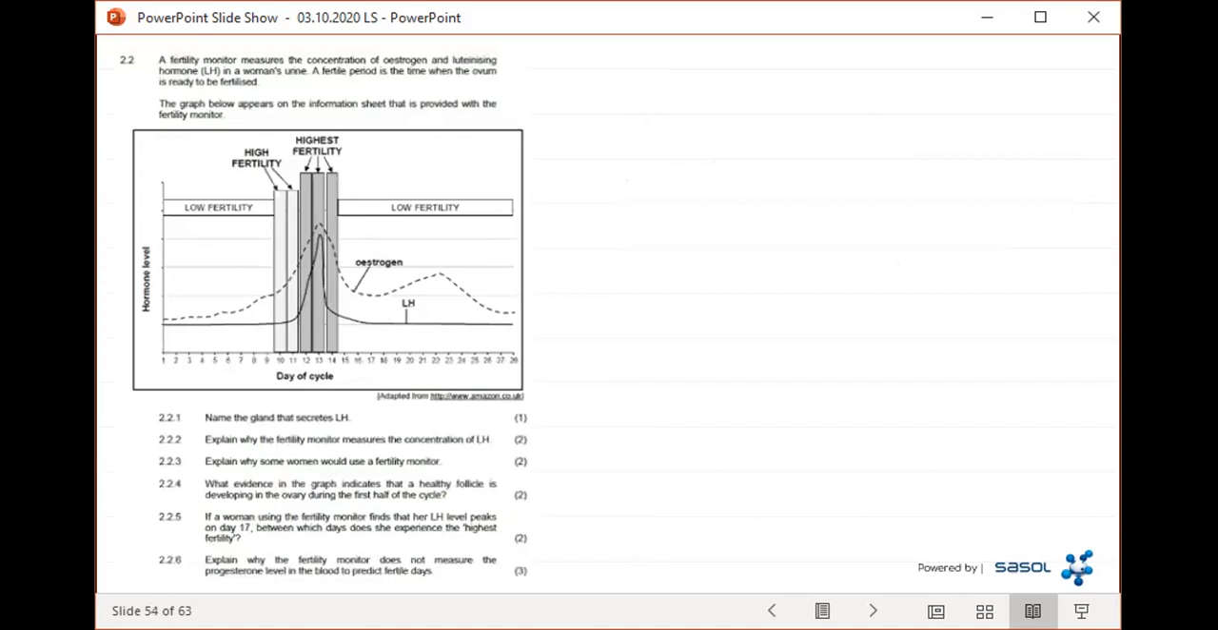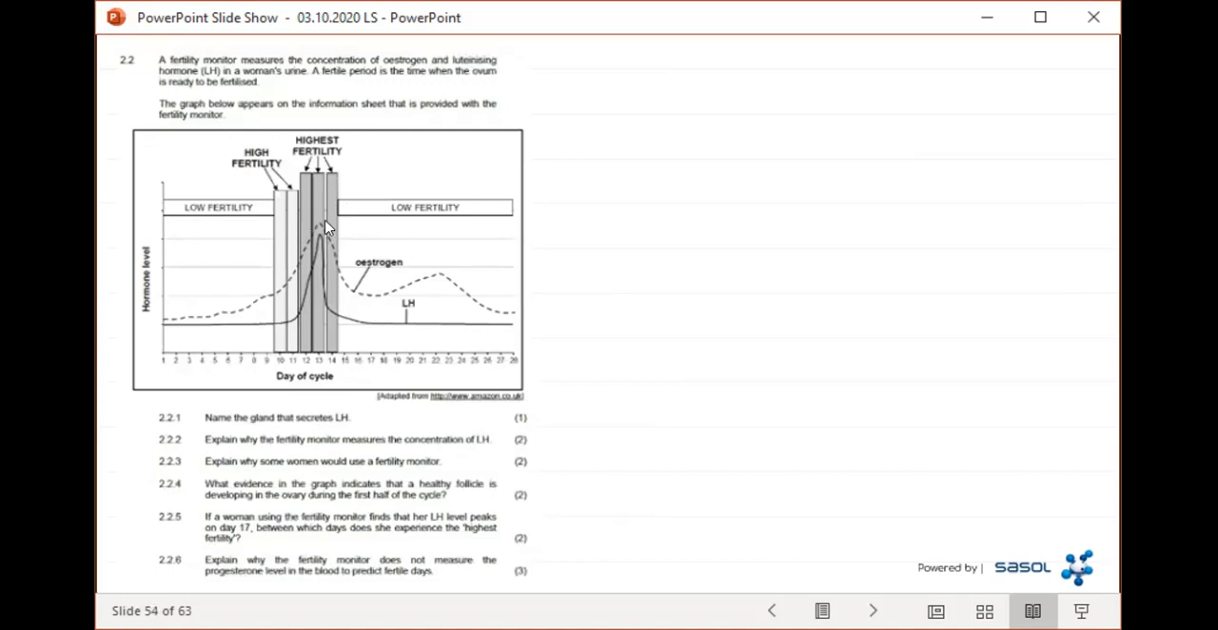So we are showing here hormone levels and then the day of the cycle. It's at around day 13 that we could say we have ovulation which takes place there. We have high fertility taking place here, and then from there it's low fertility. Then at the peak, it's the highest fertility, and after that, it's low fertility.